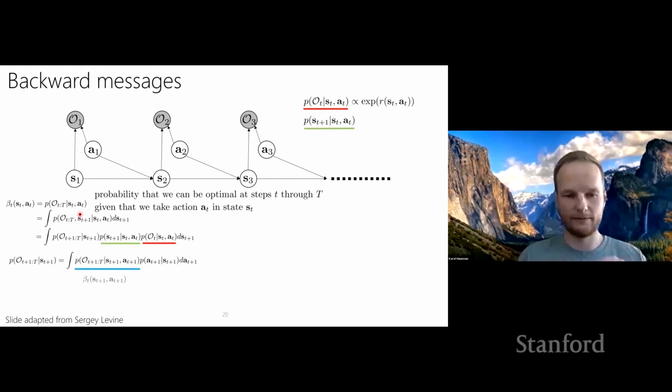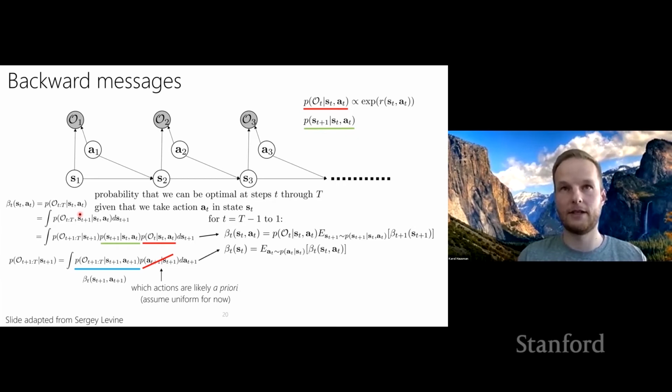I'm not going to go through the derivation, but I'll show you the final result. We will arrive at a recursive algorithm that starts from the end. That's actually where the backward name comes from. It's a dynamic programming algorithm, and it computes the backward message like this. It uses the probability of optimality given the current state and action, and then the expectation under the current dynamics of the backward message at the next time step that is only dependent on s_t+1.